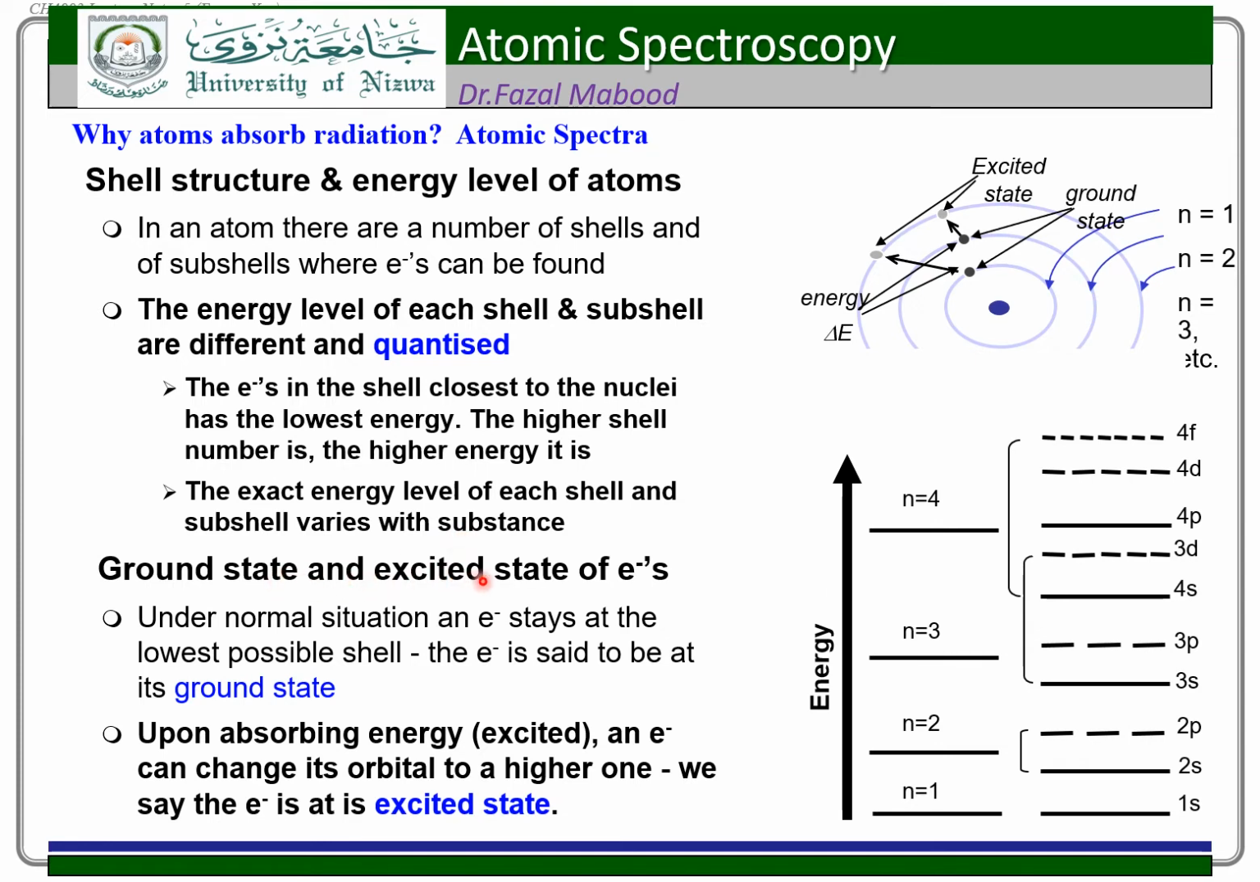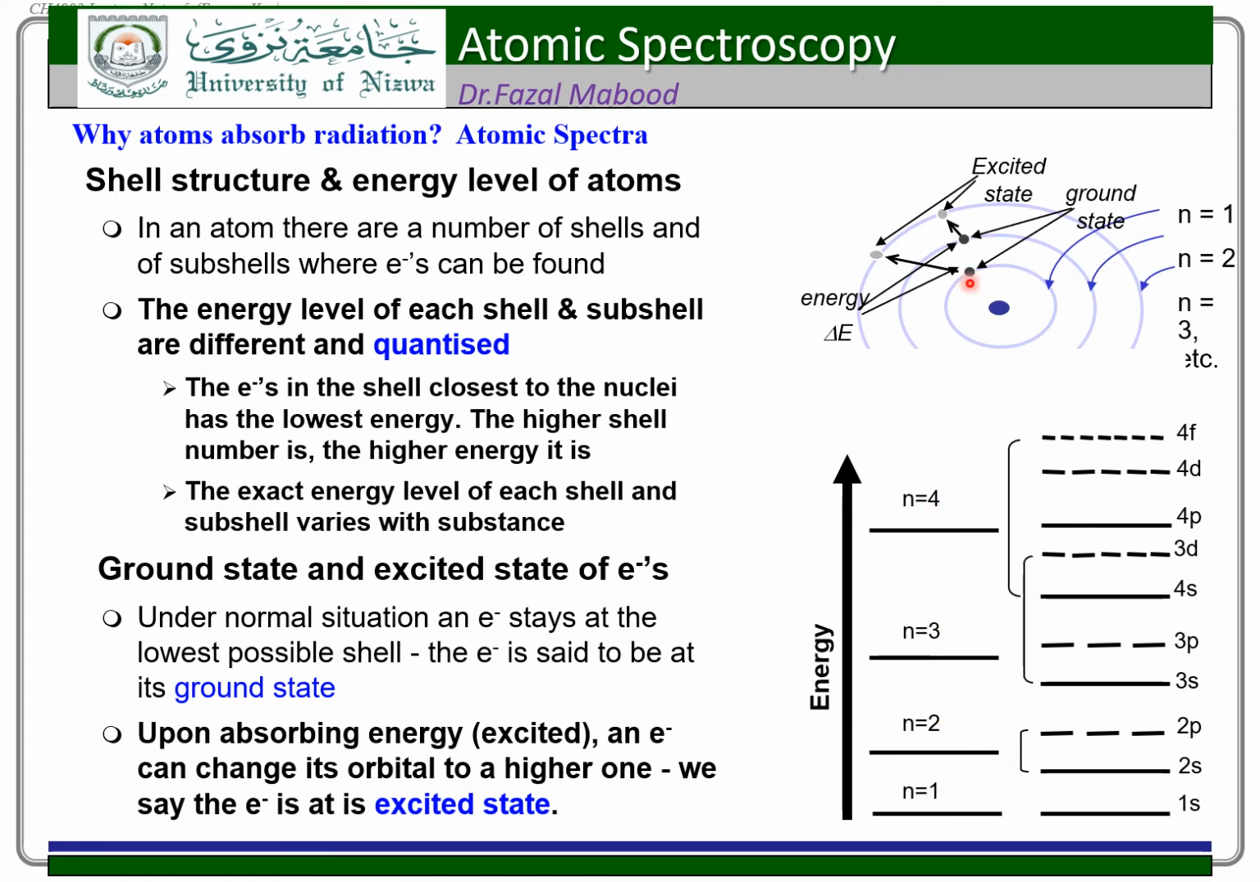Ground state and excited state of electron. Under normal situation, an electron stays at the lowest possible shell. The electron is said to be at its ground state. Absorbing energy, an electron jumps from one orbital to another one, and we say that the electron is at excited state. Here you see this N1, N2, N3, these are different shells and these are the subshells.